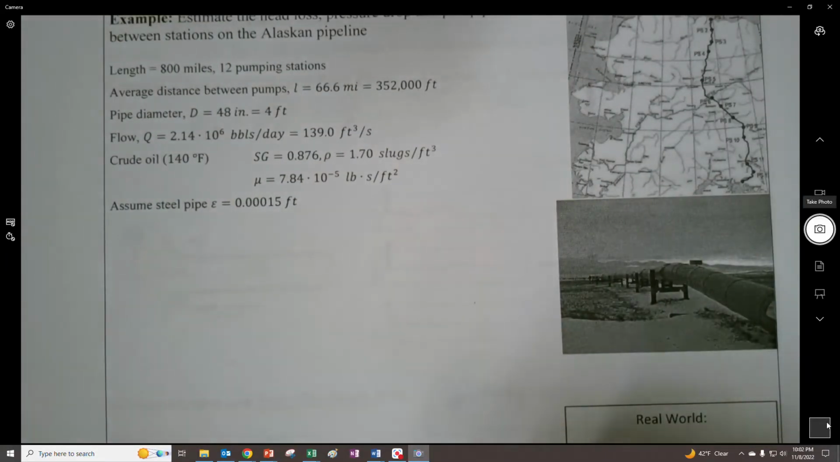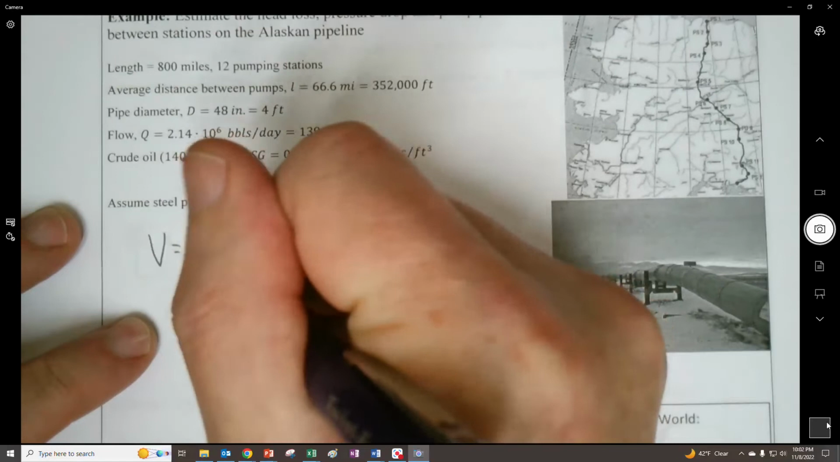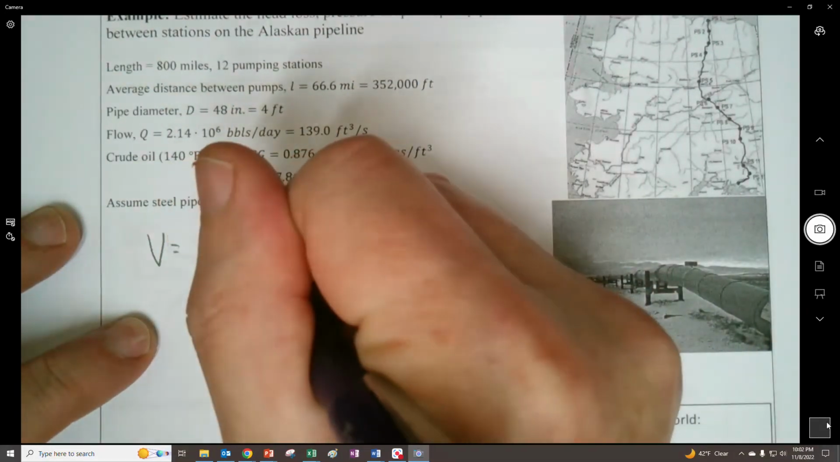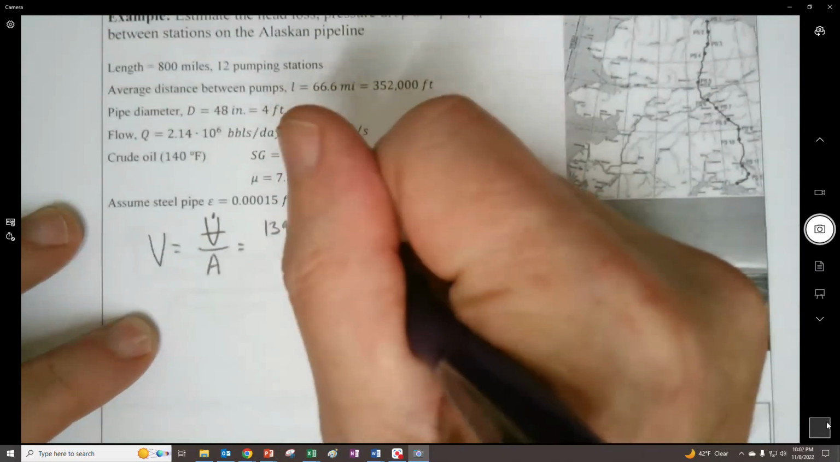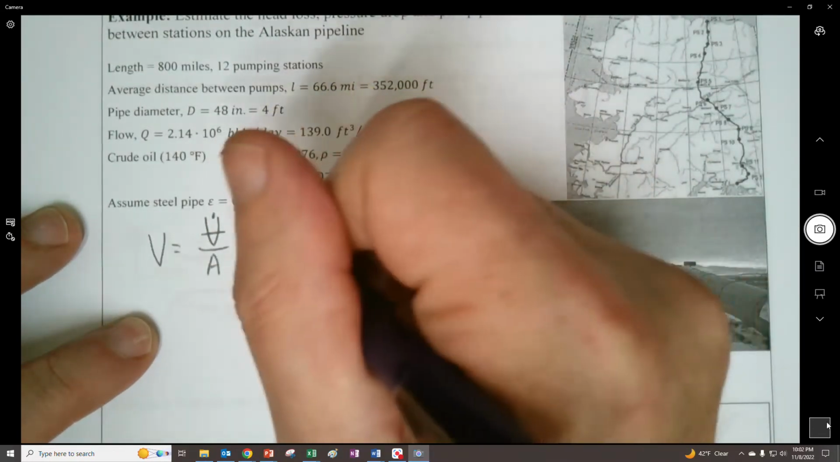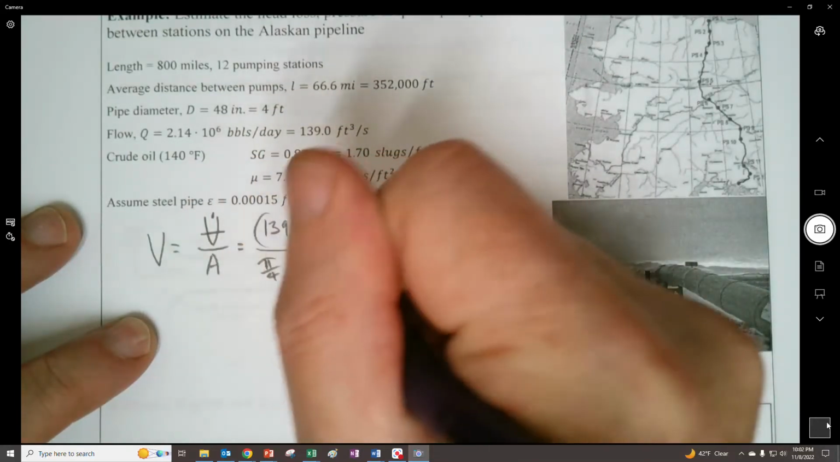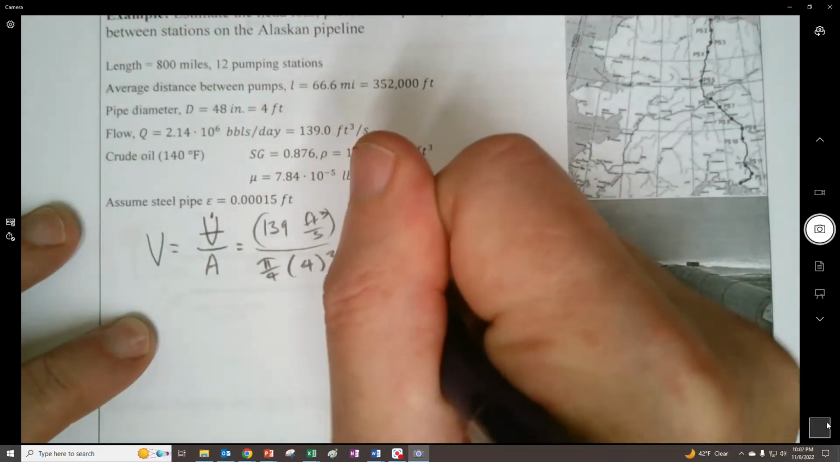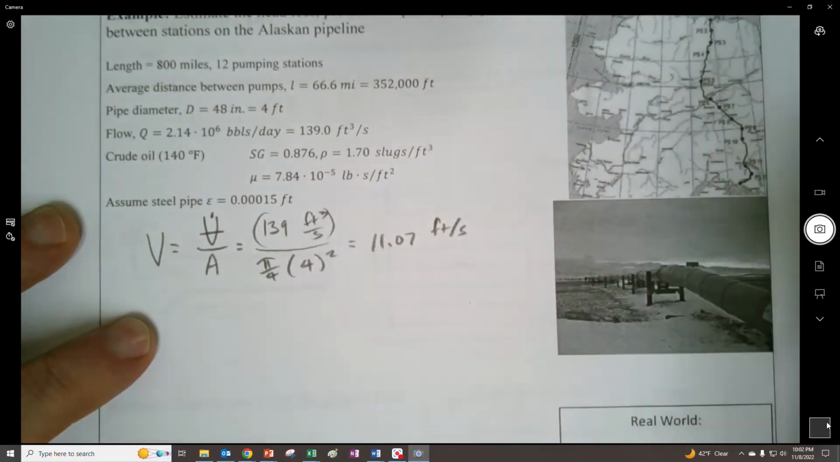This is big. So let's get the velocity. The velocity is going to be the volume flow rate divided by the area. So 139 cubic feet per second, and we have pi over 4, and there's 4 feet. So we get 11.07 feet per second.